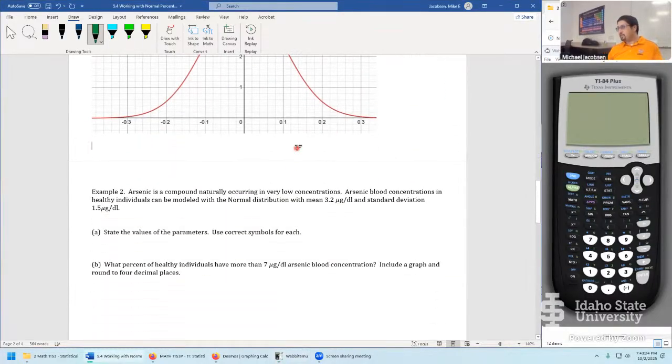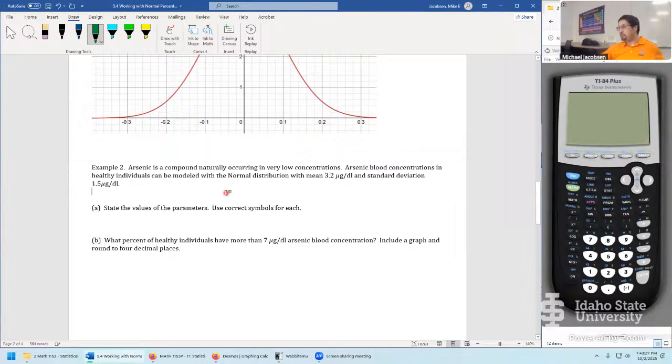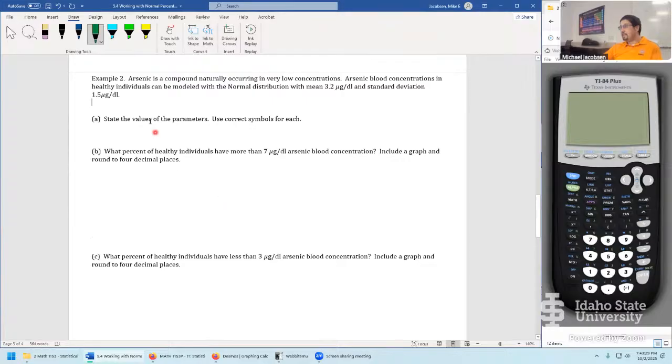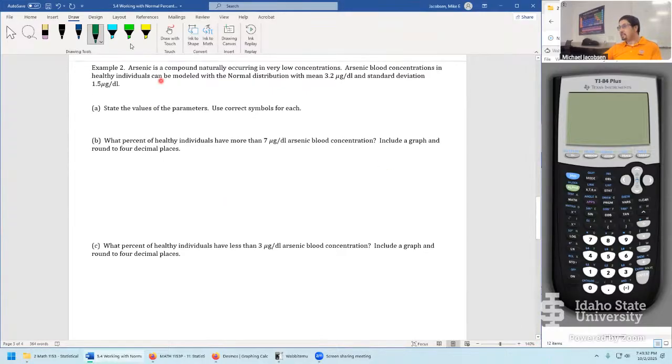Here's how they go. This one's kind of a simplistic context, so it's not too busy while we're learning something new. It's talking about arsenic, a deadly compound. Arsenic is a compound naturally occurring in very low concentrations, but if you dig a well, you should have it checked out just in case. Arsenic blood concentrations in healthy individuals, so people like you and me, can be modeled with a normal distribution with mean 3.2. That's a confusing symbol. That's for micrograms per deciliter of your blood. At a standard deviation, 1.5 micrograms per deciliter of blood.